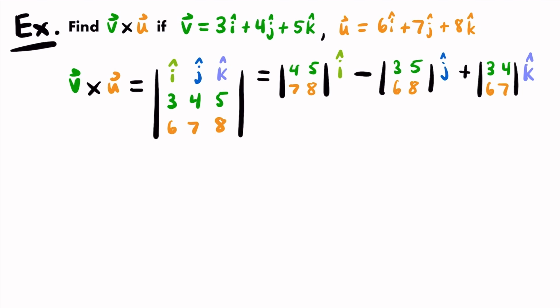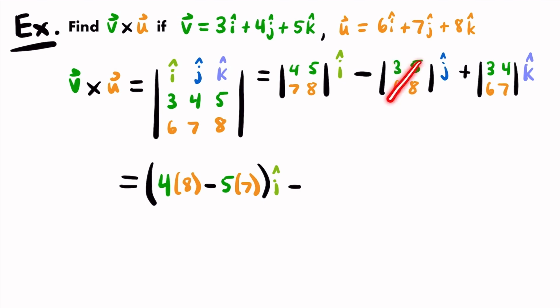So I'll write that out here. This is going to be equal to 4 times 8 minus 5 times 7, and that will be multiplied by vector i. Then we're going to subtract the determinant of this matrix. So we're going to have 3 times 8 minus 5 times 6. So let's write that in here. We'll have 3 times 8 minus 5 times 6, and that is multiplied by vector j.